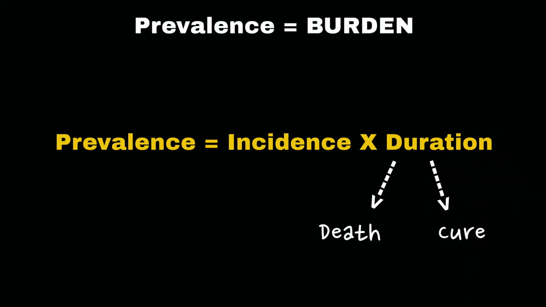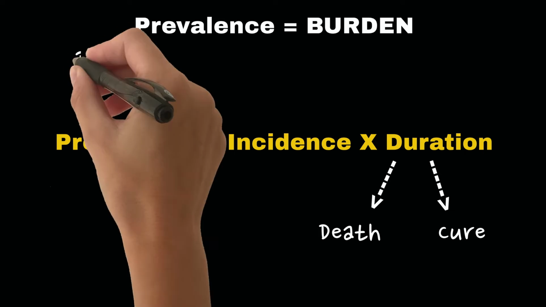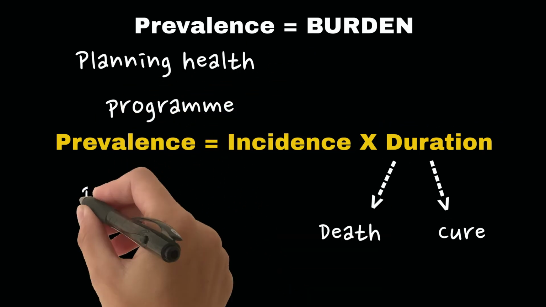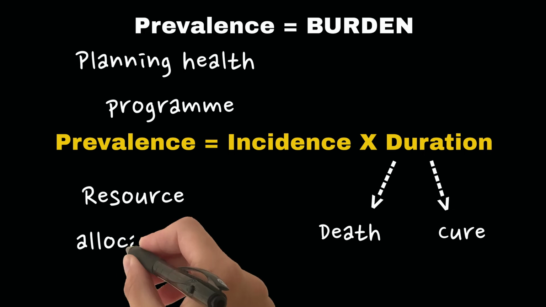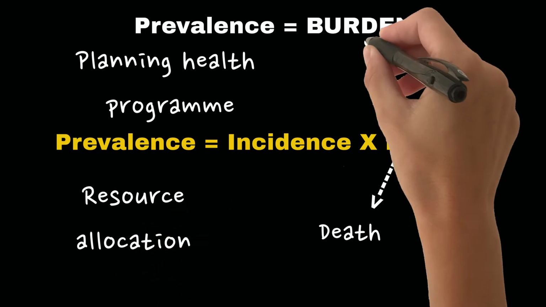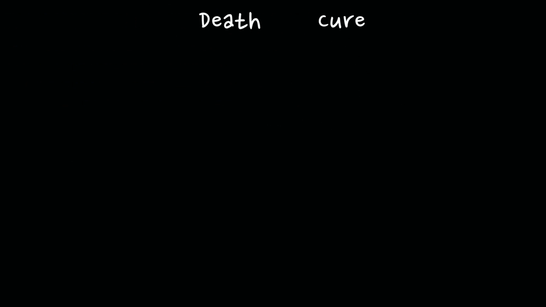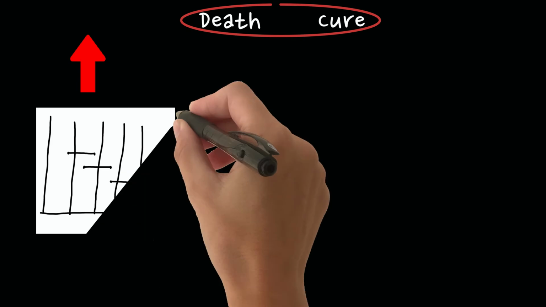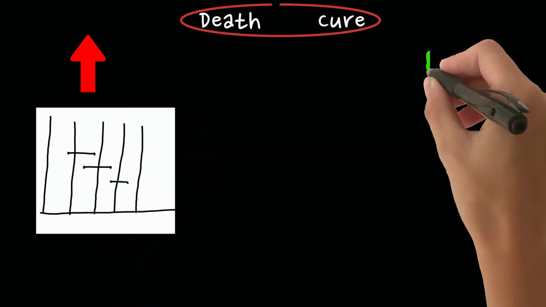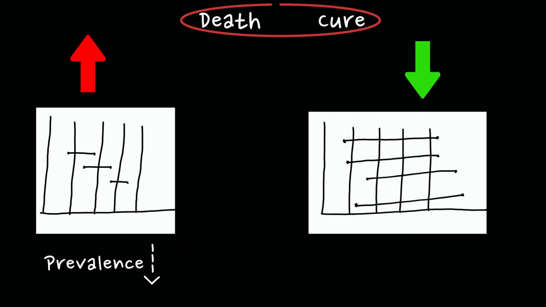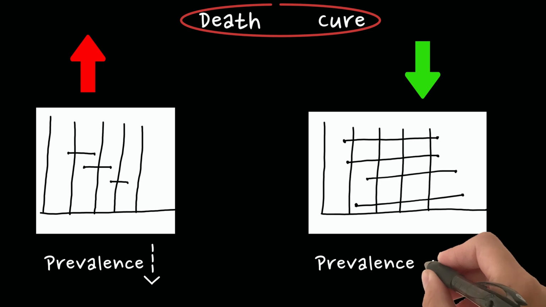As prevalence measures the burden of the disease in the community, it will help us in the planning of the health services and allocating the resources in a proper manner. This is not limited to burden in terms of monetary cost. It also reflects burden in terms of life expectancy, morbidity, quality of life, or other indicators. If the death rate or cure rate increases, then the disease duration will be shortened. If death rate and cure rate decrease, disease duration will be prolonged. Most of the time, prevalence will be low with shorter duration disease, and prevalence will be high with longer duration disease.